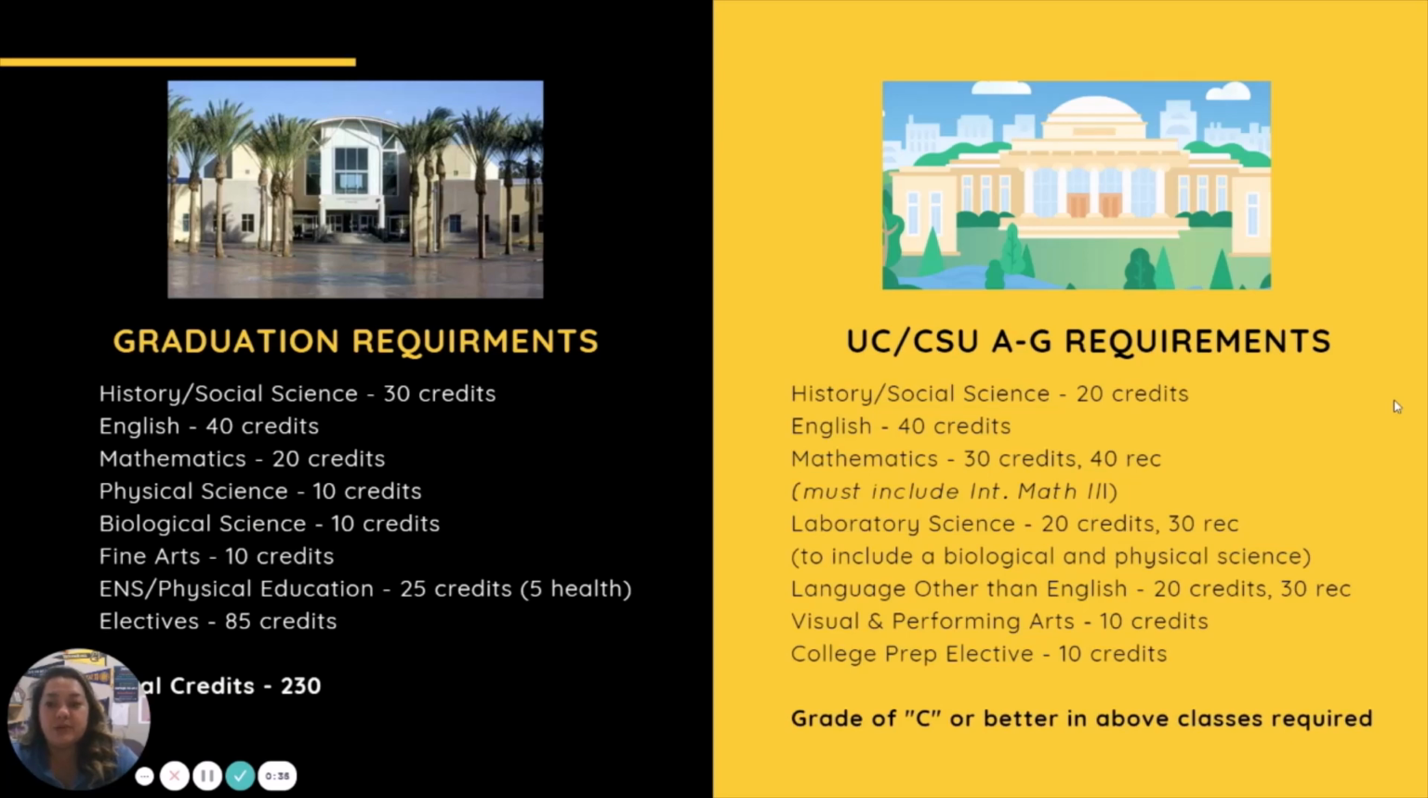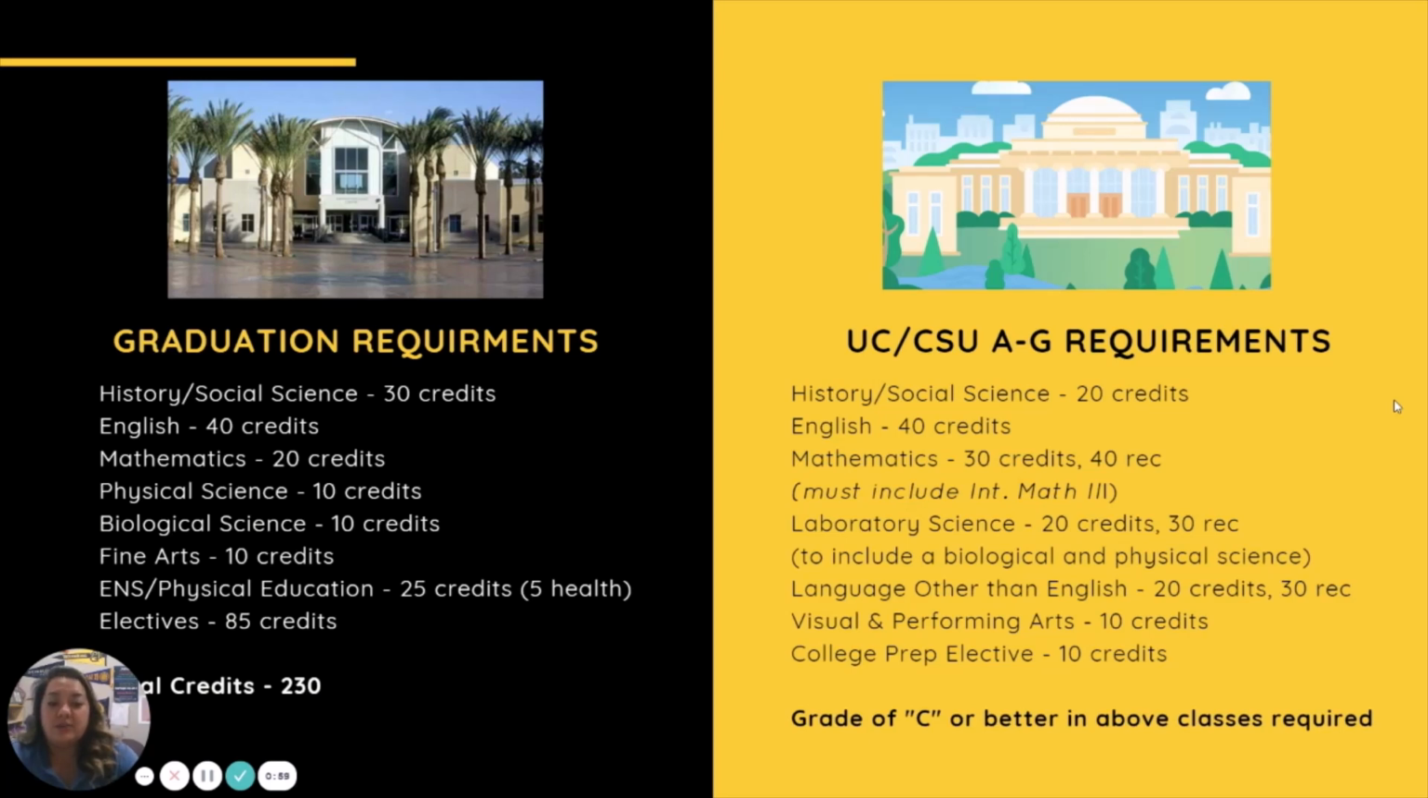There are some big differences between the graduation requirements and the UC-CSU A through G requirements. One of those differences is with math. Your graduation requirements do require that you have 20 credits of math, up through at least integrated math 2. The A through G requirements require that you must complete at least integrated math 3, which would give you your 30 credits, and they recommend actually that you have 40 credits.